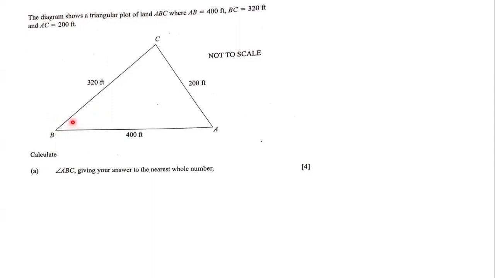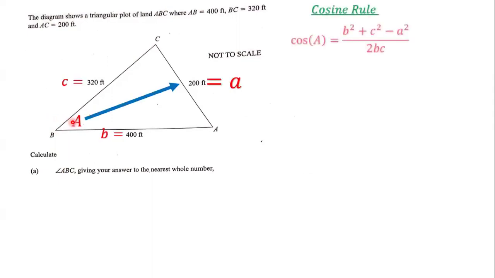use the cosine rule. Now, the cosine rule is as follows. The cosine rule for finding missing angles. And so the cosine rule says cosine of capital A is equal to b squared plus c squared minus a squared all over 2bc. And that is the cosine rule.